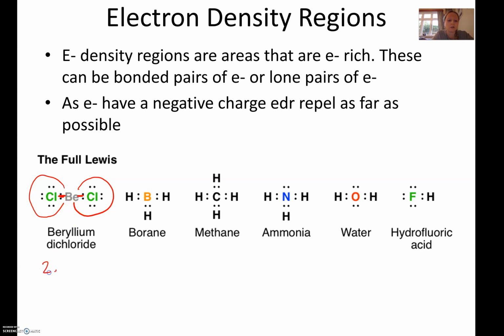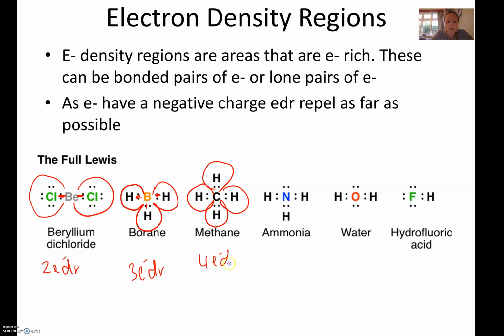So 2 electron density regions, and I'm going to write EDR every time because it's much easier for me. If we look at this one here, there's 1, 2, 3 electron density regions. There's no lone pair on the top of B, so there's just 3 electron density regions, and they all happen to be bonded here and here. Okay, here's another one. 1, 2, 3, 4. So this is 4 electron density regions, and so all of them would start repelling.